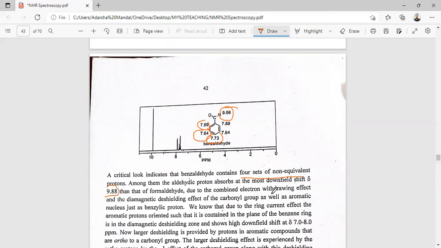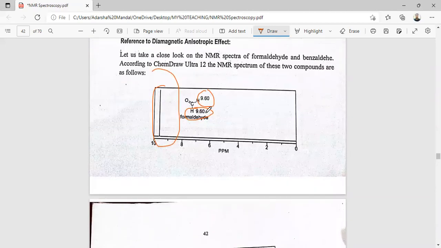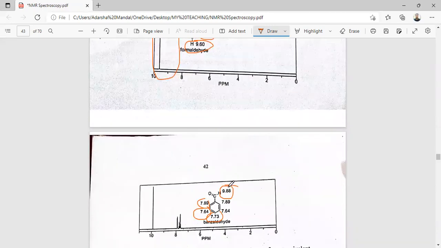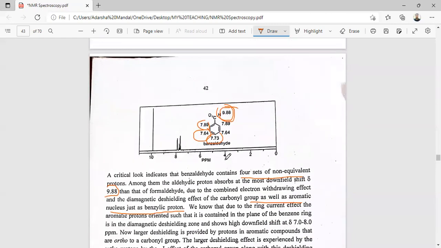This is due to the combined electron effect and diamagnetic deshielding effect of the carbonyl group, as well as the aromatic nucleus, as it is a benzylic proton. So here formaldehyde has a delta value of 9.60 and benzaldehyde 9.88. Benzaldehyde is more downfield due to the anisotropic effect of the C=O double bond, and also the inductive effect of this benzene ring, and also the benzylic position of this hydrogen, giving more downfield.